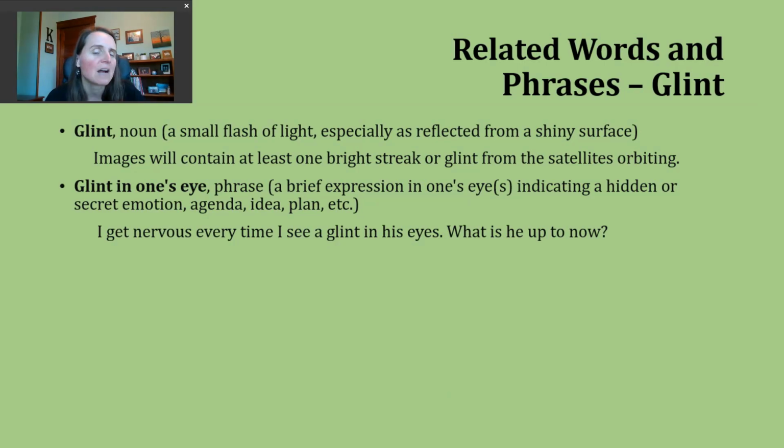So an example of how you might hear this used: I get nervous every time I see a glint in his eyes. What is he up to now? Right? So this might be a parent, maybe a teacher, kind of thinking, oh, this person's a little mischievous. What is this person planning? That is a phrase you might encounter again, maybe more in literature, trying to describe that special look that some people occasionally get.